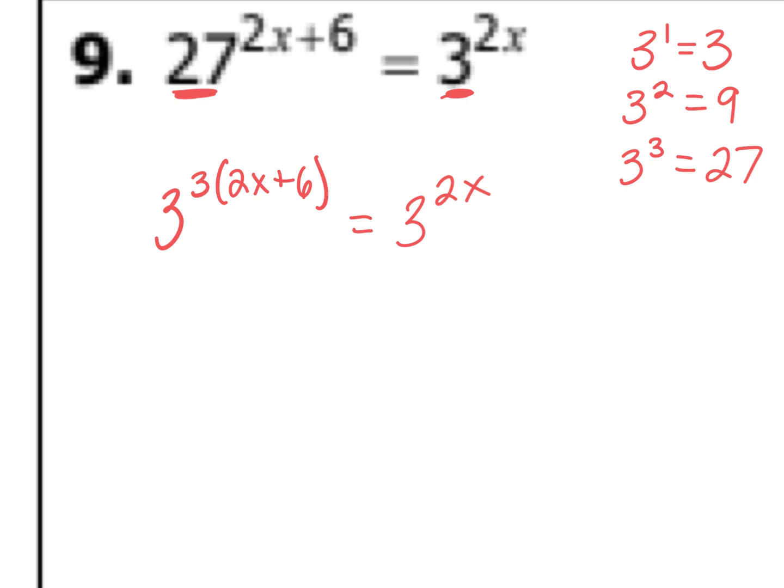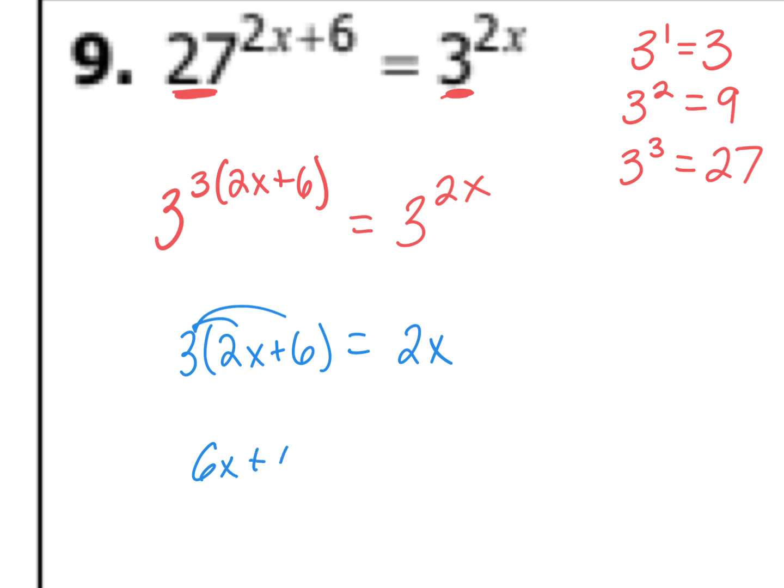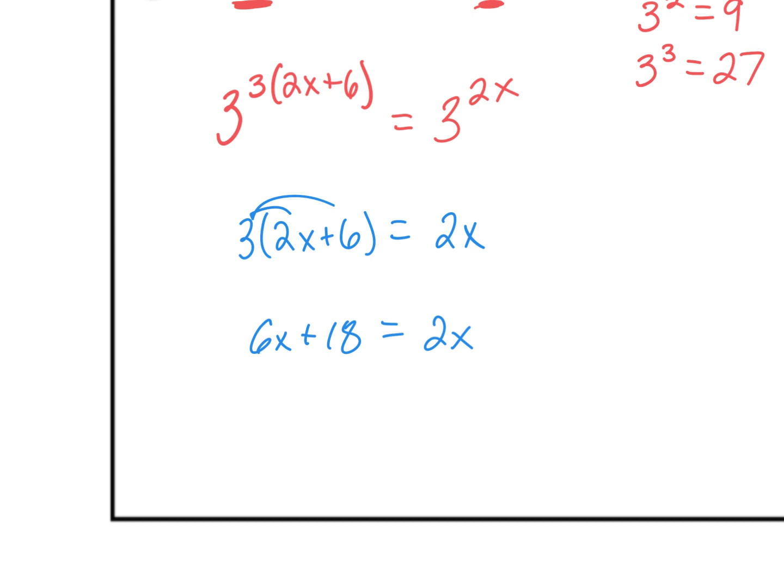What are we doing? Dropping them down. Good. All right, now what? Distribute. What's the left side going to be? 6x plus 18 equals 2x. And now what? Minus 6x. So 18 equals negative 4x.